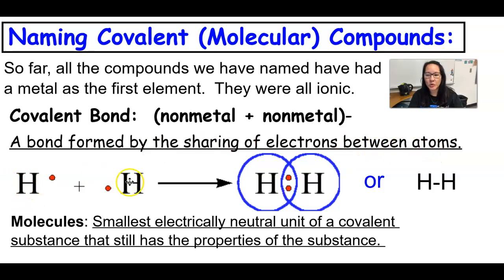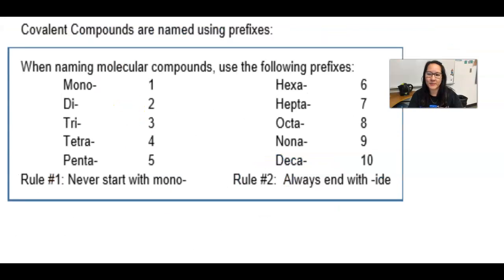For example, two hydrogens and their electrons, instead of somebody losing and somebody gaining, they're going to share. They're going to overlap their electron clouds. So you could draw it like this, or you could draw it like this to show that they are sharing the electrons. So we're going to name these with covalent naming rules. Molecules are the smallest electrically neutral unit of a covalent substance that still has the properties of that substance.